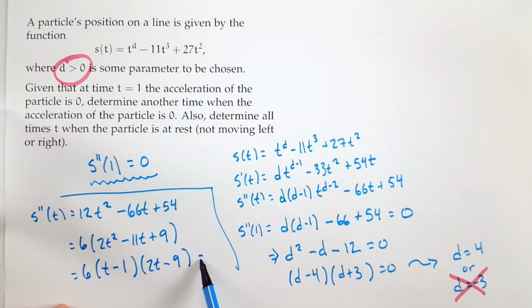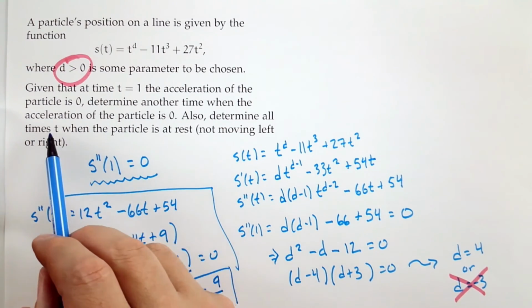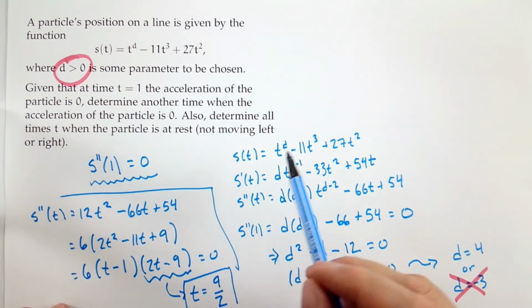So if we want to set this equal to 0, that says our other time would come from when 2t minus 9 is 0. Well, that says 2t equals 9, or at time t equals 9 over 2. So that's our answer to when is the acceleration of the particle 0.